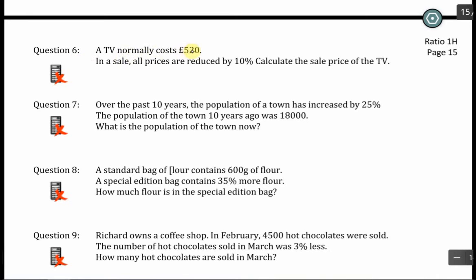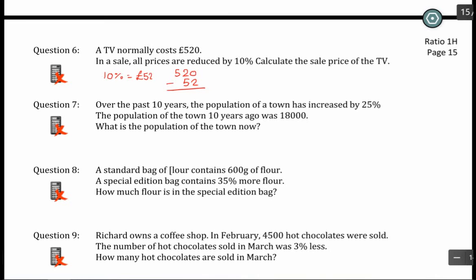A TV normally costs £520, but in a sale all prices are reduced by 10% to calculate a sale price. So they want us to reduce this by 10%. If this were a multiplier calculator method, I would just find 90% of this, but it isn't. So 10% is 1/10, or the number divided by 10, so that would be £52, and I need to take this off £520.